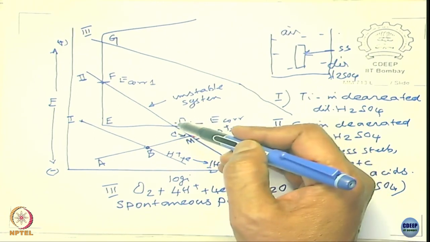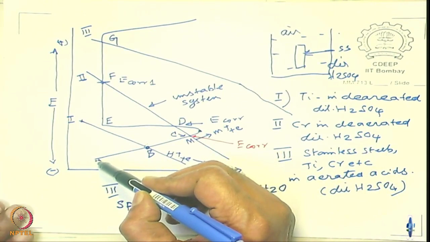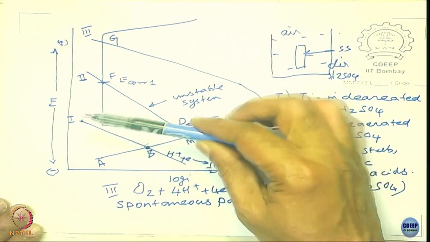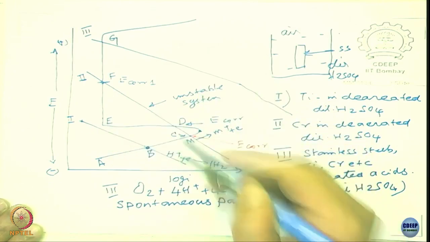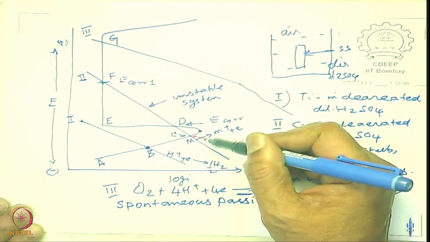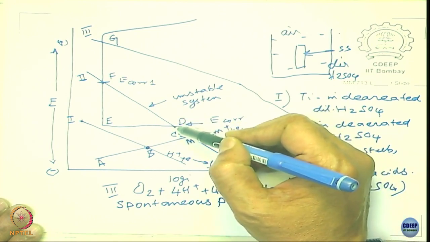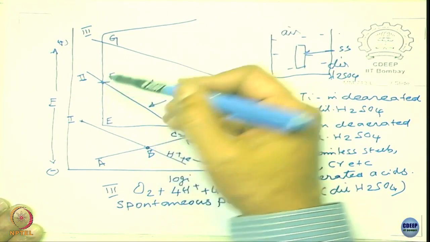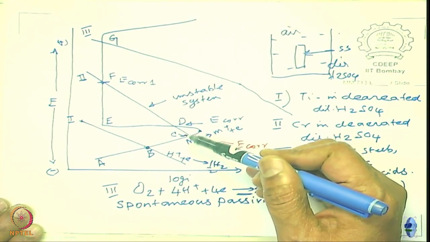Actually, if you scan this potential a little fast, you will see that this whole line starts moving up. If you scan it slowly, it will move down. So, all of this horizontal line is an unstable line. In reality, you would not get the intersection point D, but what you will get is the intersection point F and the intersection point C. These are the points you can get actually. Okay.